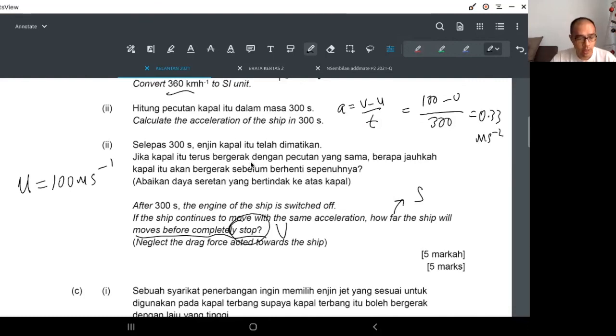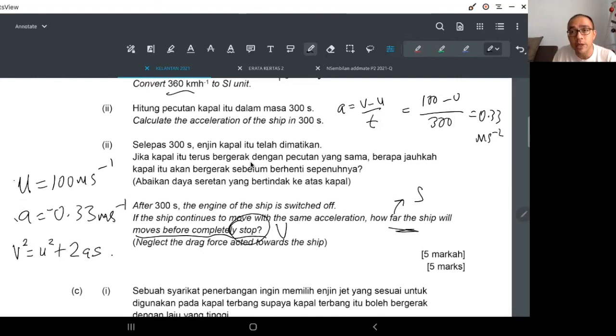Okay, so the acceleration is 0.33 meters per second squared. But since it is slowing down and it's going to come to a stop, we have to put a negative 0.33, because it's slowing down. So the question is, how far will the ship move? We have U, V, A, S. So the formula will be V squared equals U squared plus 2AS. This is the formula.